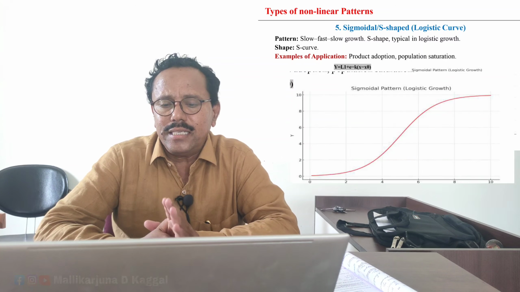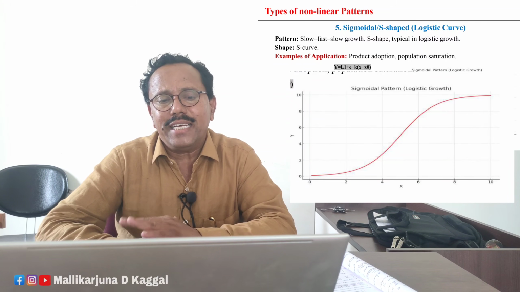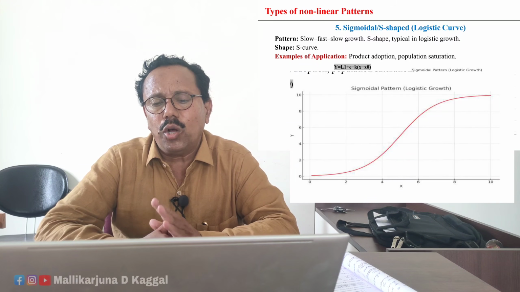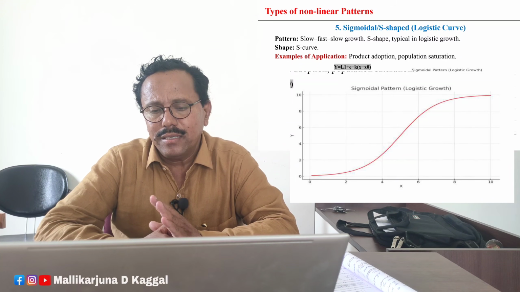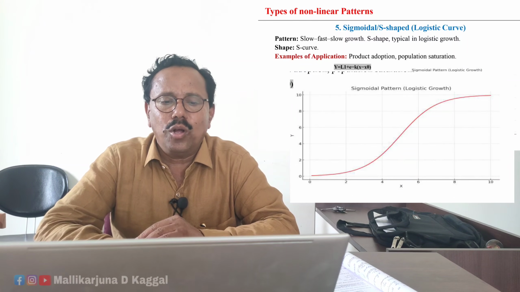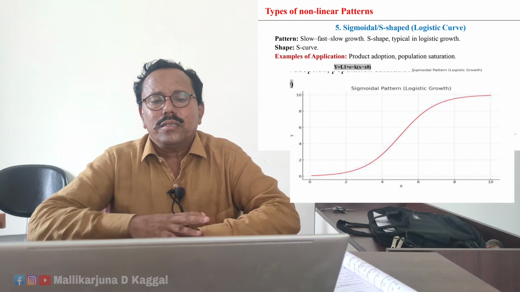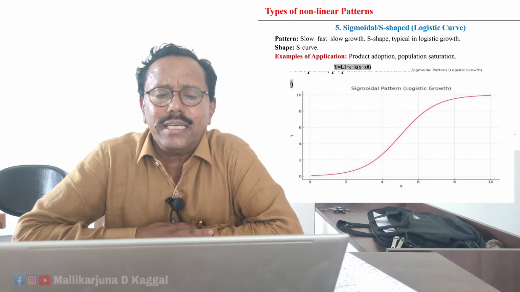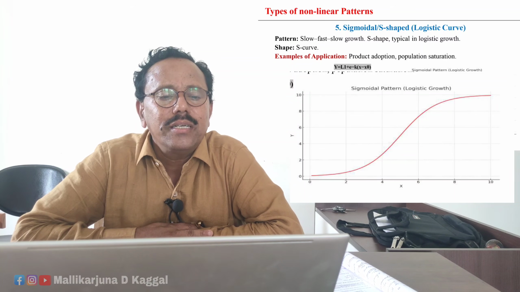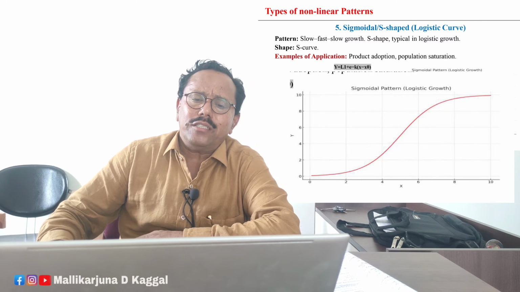Here this is an S-shaped curve. Slow will be there, again fast will be there, again slow will be there. It may be upward or it may also be downward, but slowly it will rise, thereafter fast it will rise, then slow it will rise. Slow, fast, slow increase. This is the S curve. This is more used in case of product adoption. In case of population saturation, this model is extensively used.